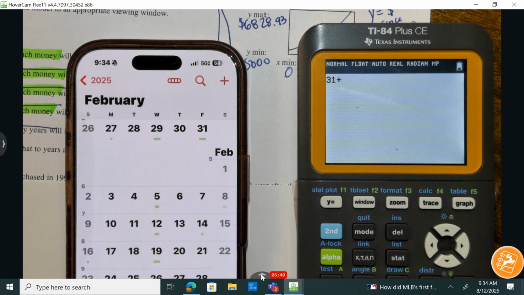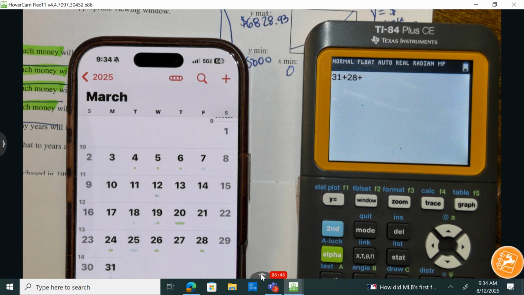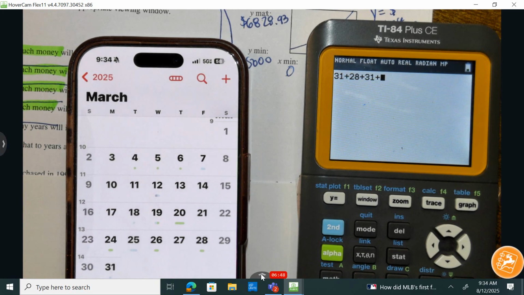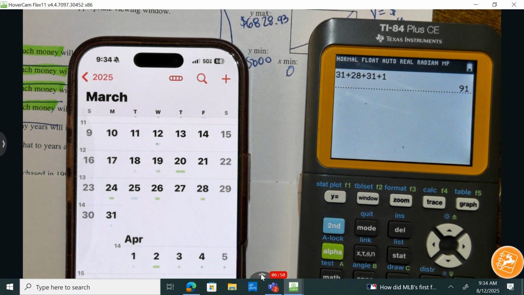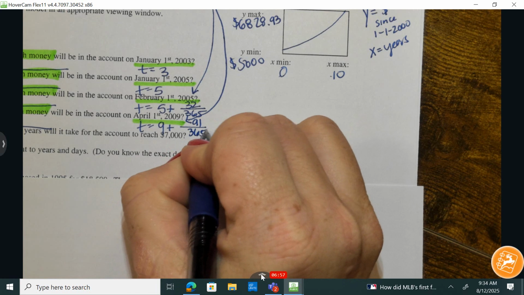Okay, February, we have 28. Got it. March, we have how many? 31. And we need to go to April 1st, which is one more day. So how many extra days do we have? 91. So this is going to be 91 over 365.